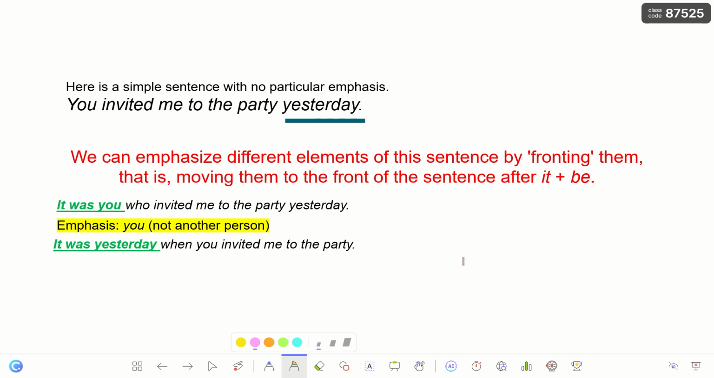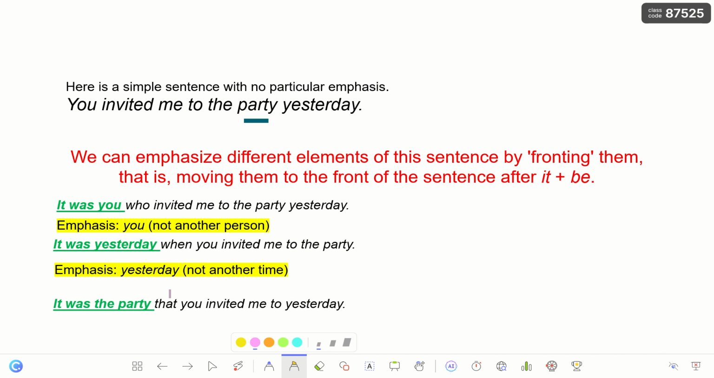When? So look here, when fits or suits the time. Yesterday, not any other time. If I tell you to emphasize party, so you say it was the party that you invited me to yesterday. I'm talking about the party specifically, not any other event.